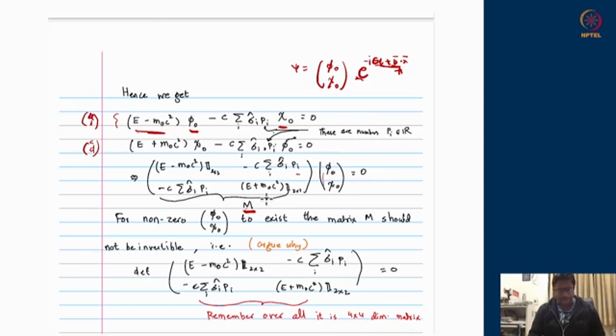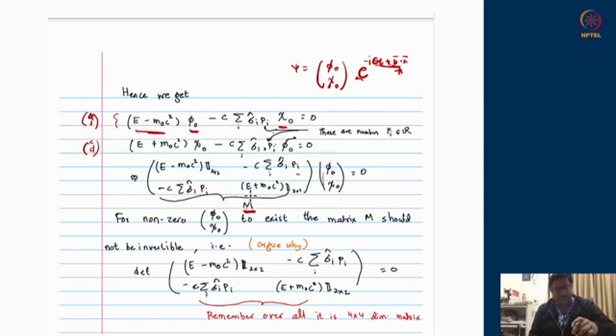That can be only possible if this matrix M does not have an inverse. Why am I saying so? Suppose a matrix M has an inverse, I can multiply M inverse to both sides. M inverse multiplying 0 will remain 0, and M inverse multiplying M on the left hand side will become identity. So identity acting on phi naught chi naught should be equal to 0. That means phi naught and chi naught should individually be 0. This will happen if M is an invertible matrix. So therefore I do not want M to be invertible. M should be a matrix whose inverse does not exist.